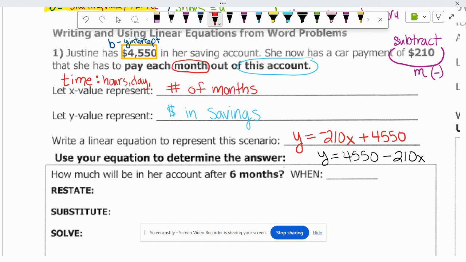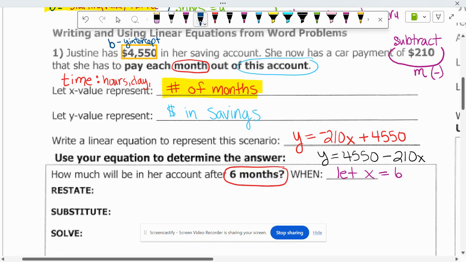What variable represents the number of months? What variable right here says the number of months? X. So this is another way of saying let X equal 6. That's all it's saying. Just let X equal 6.